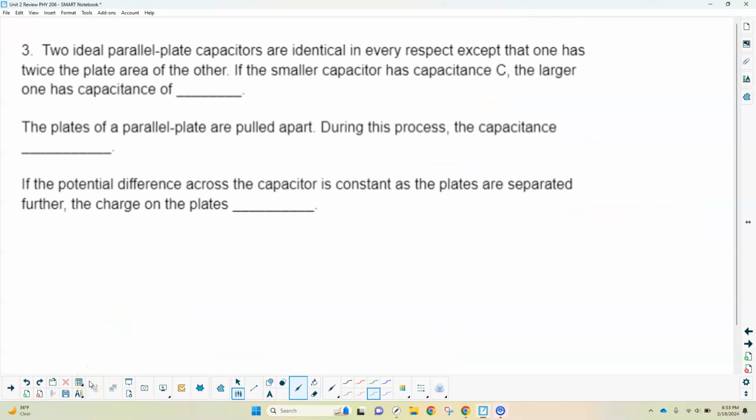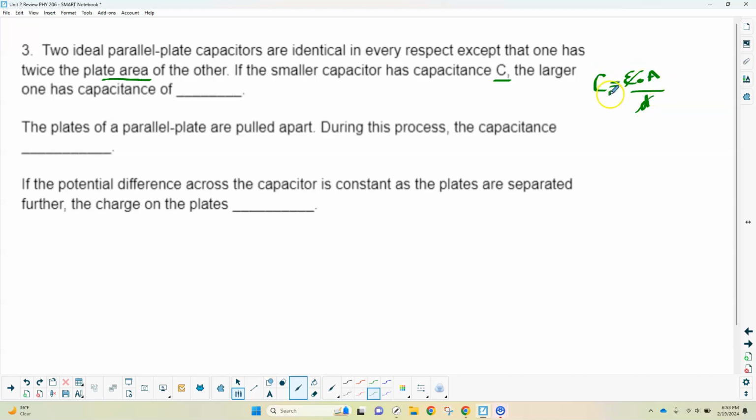It's talking about two ideal parallel plate capacitors are identical in every respect, except for one has twice the plates as the other in terms of their area. So if the smaller capacitor has a capacitance of C, we want to know the larger one has a capacitance of what. So again, this is using that C equals epsilon naught A over D. So D and epsilon naught are the same.